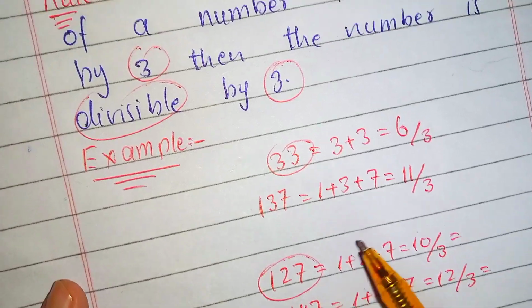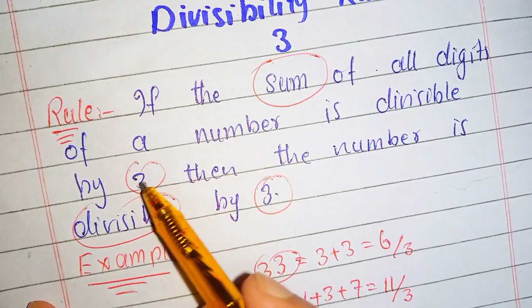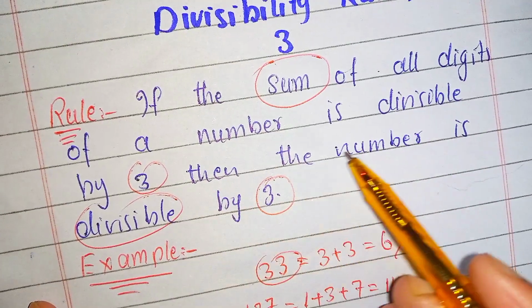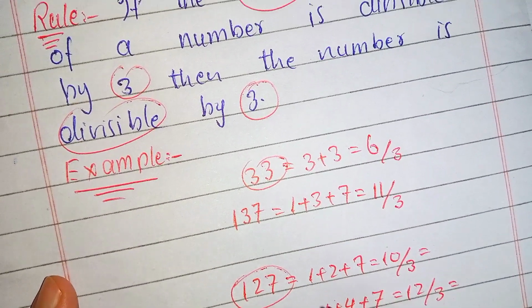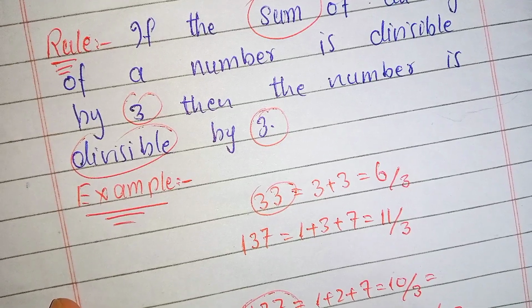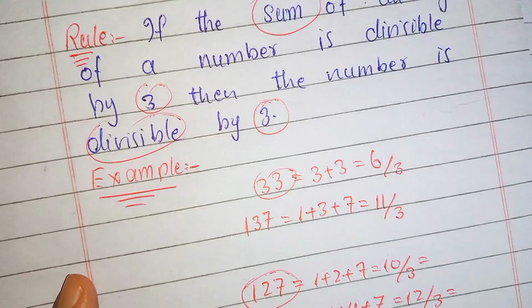By following these examples, if the sum of all the digits of a number is divisible by 3, then the number is divisible by 3. So these examples prove that if the sum of the digits of a number is divisible by 3, then the whole number is divisible by 3.